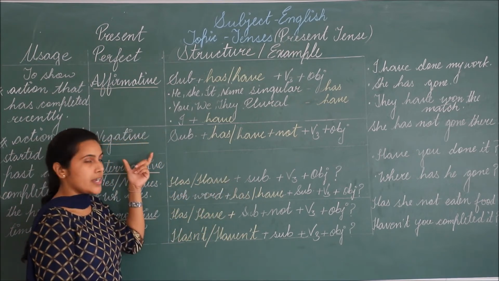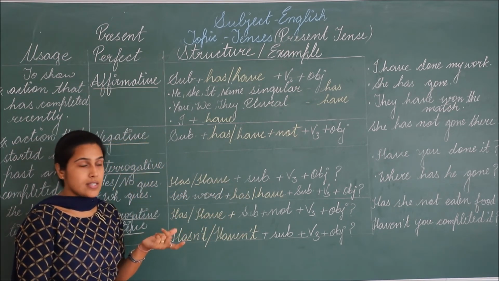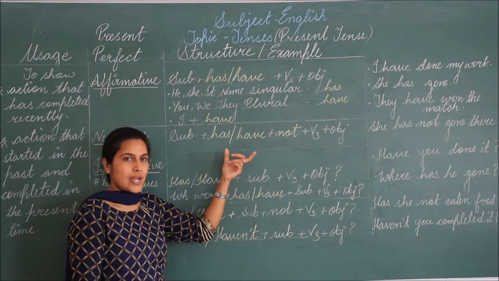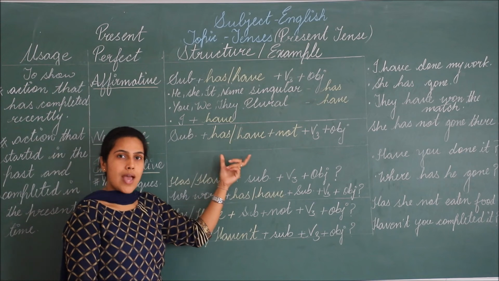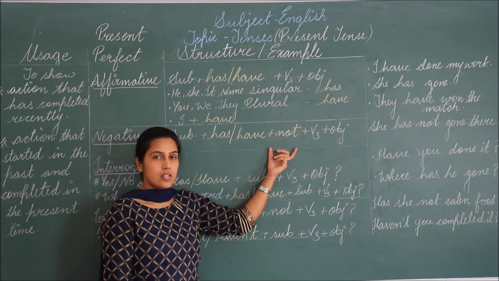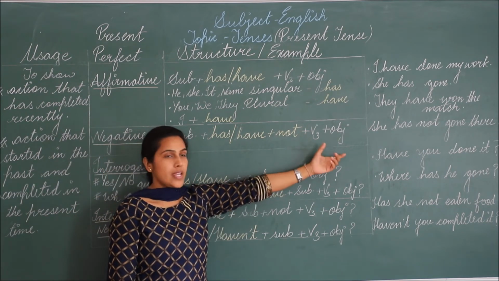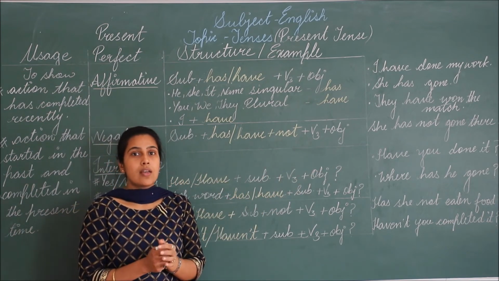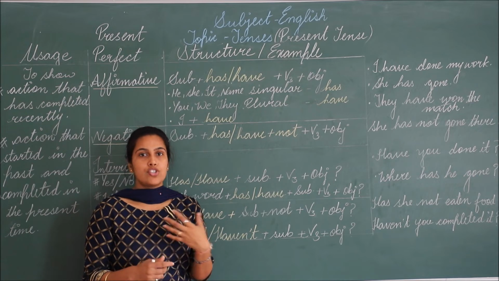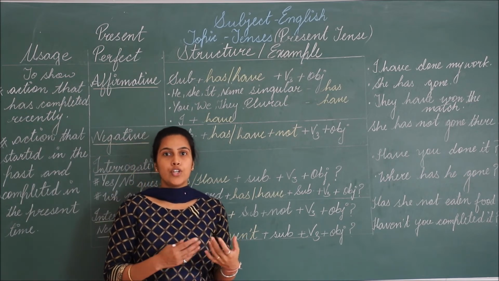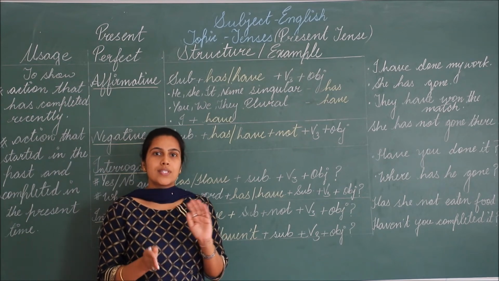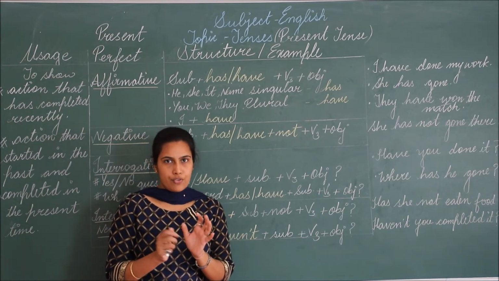Then we learned about negative sentence. In negative sentence we always put not after the helping verb, that is subject, then has or have, then not, then third form of the verb, then object. Like when you want to deny something and you say that I have not done my work yet. When your teacher asks you that have you done your work, and you say no, I have not done my work. So you are using present perfect tense in negative form.